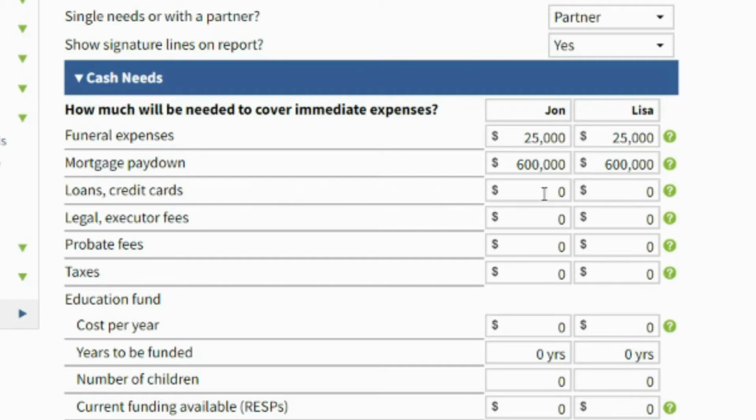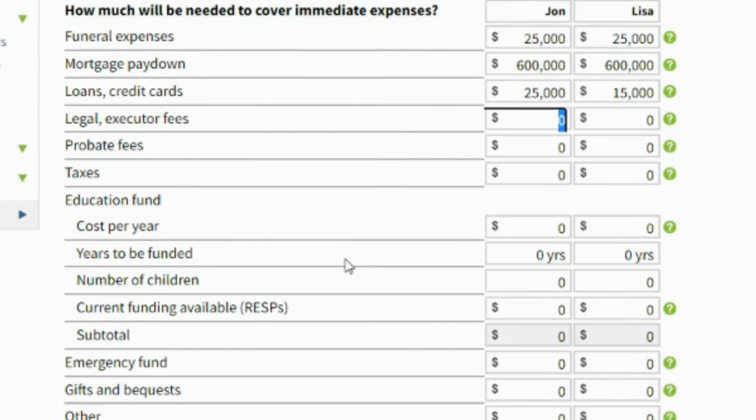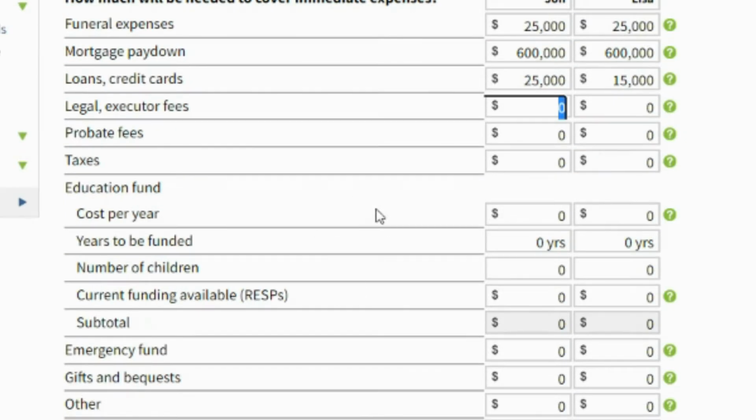The next thing would be to add loans and credit card debt. So let's say that John has 25,000 and Lisa has 15,000. There are other things that we could add here, such as legal fees and executor fees, but we're going to leave that blank just to make it easier for the example.